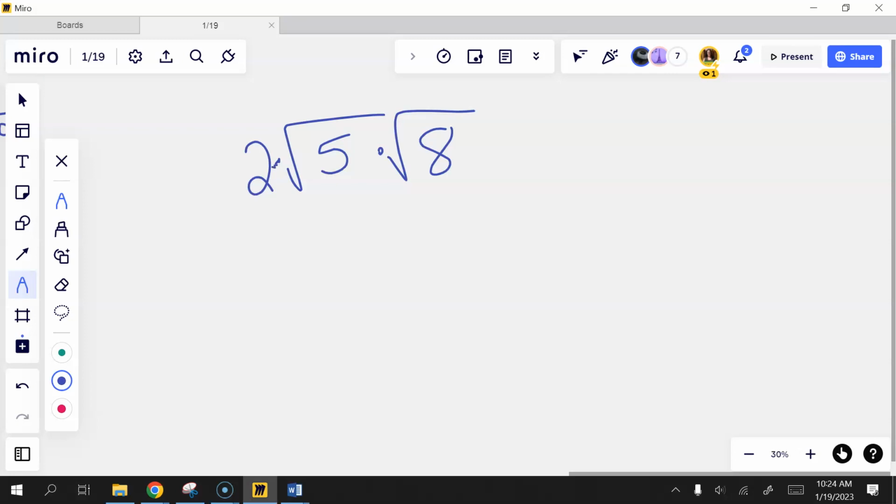Well, 2's outside the radical, but remember that property that said the square root of a times b equals the square root of a times the square root of b? I can go this way with it, but I can also go this way with it. So I can put them together if they're in the same radical. So we might need to go that way.